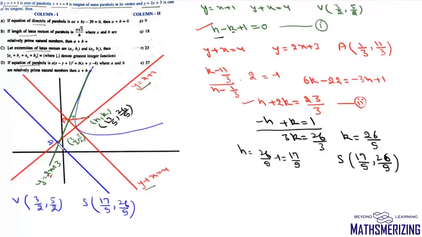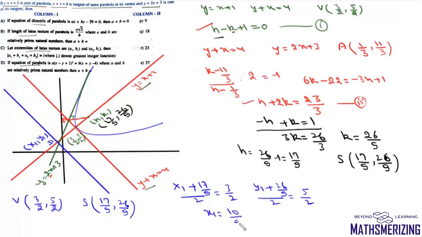We know that the vertex is the midpoint of D and S. So if we take D as (x1, y1), then (x1 plus 17 by 9) by 2 is equal to 3 by 2, and (y1 plus 26 by 9) by 2 is equal to 5 by 2. So we'll get x1 as 10 by 9, and we'll get y1 as 19 by 9. So basically the base of the directrix is (10 by 9, 19 by 9).